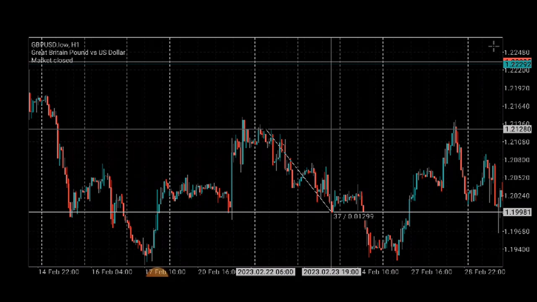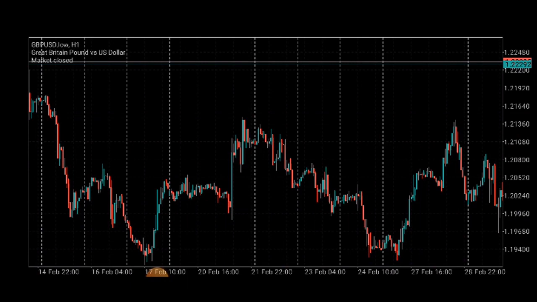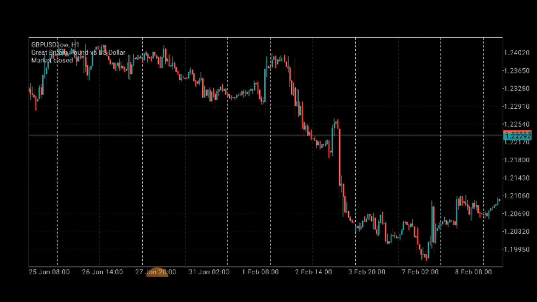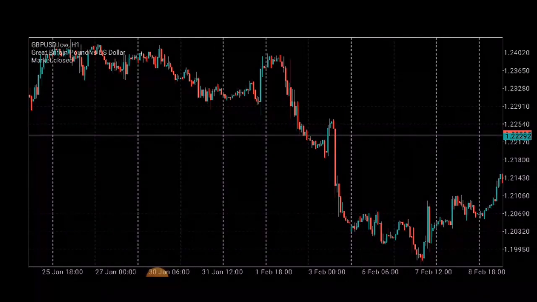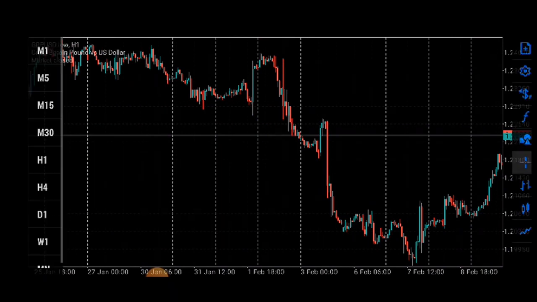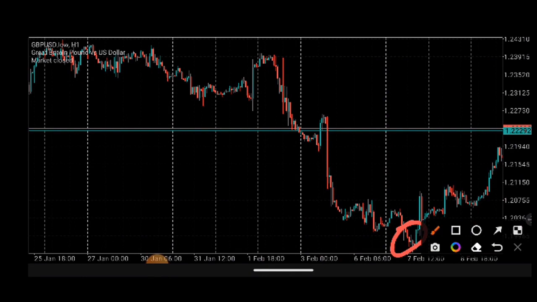Now let's find another setup. This is already used. Let me use another one as an example. Now let's say you find your chart somewhere here, right? And you're looking at this point as your area of support, and you want to take advantage of this. Maybe you want to buy, your signal says you should buy, right?